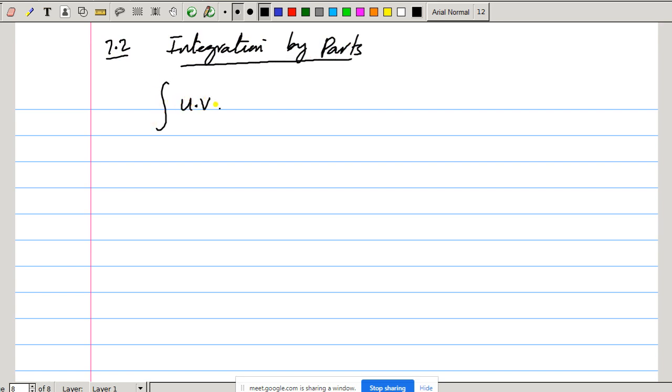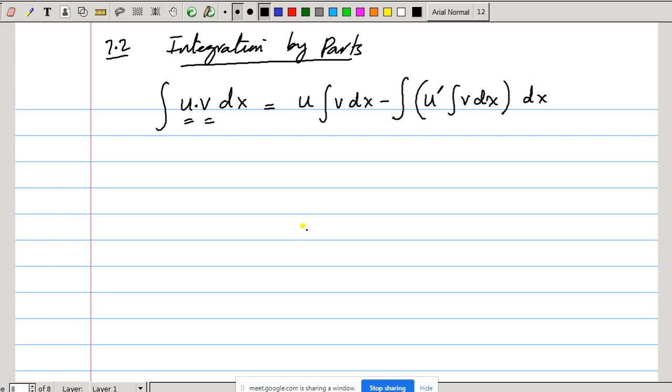If you have two functions u and v dx, right, or f g dx, I don't know what I used in the class. So you keep the first function as it is, you integrate the second one, minus you take the derivative of the first function, integrate the second one, but we again integrate this whole thing. So the second part still needs integration. Okay, so for example, if you have x into sine x dx, right? Now I can take this as u and this as v.